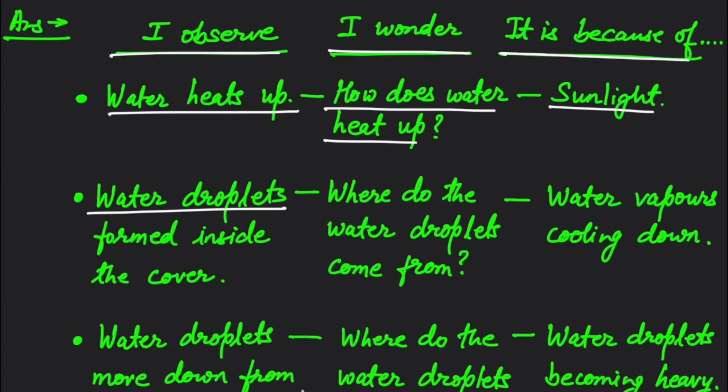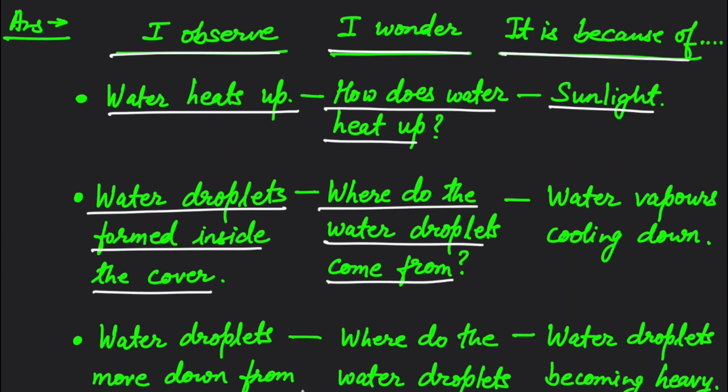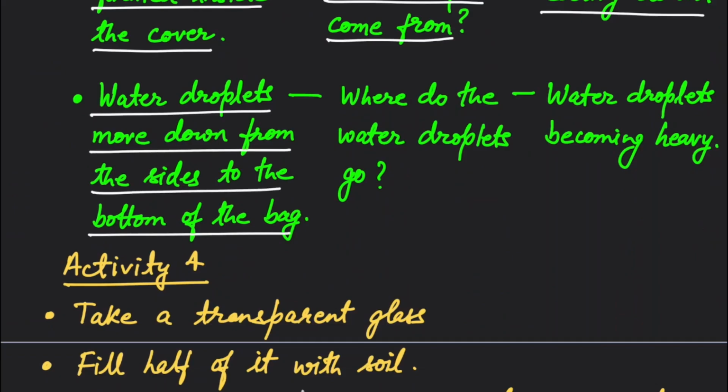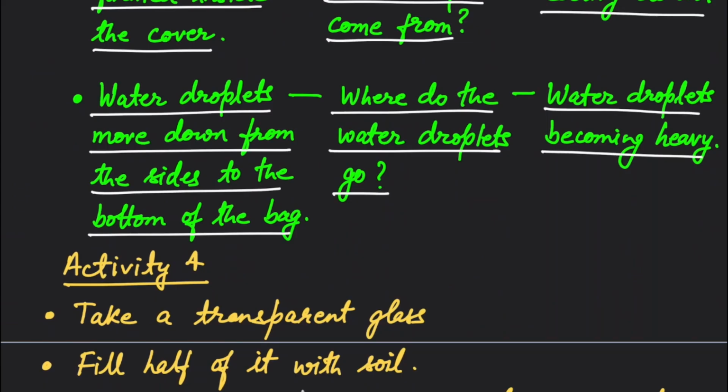I observe water droplets formed inside the cover. I wonder, where do the water droplets come from? It is because of water vapor cooling down. I observe water droplets move down from the side to the bottom of the bag. I wonder, where do water droplets go? It is because of water droplets becoming heavy.